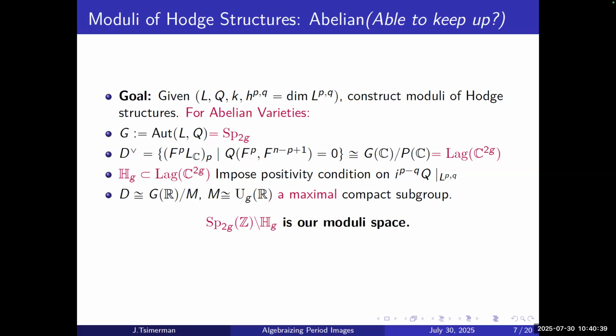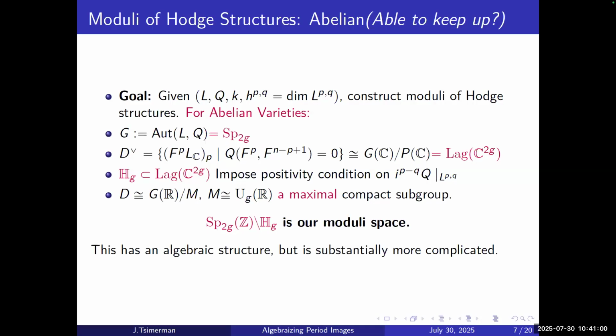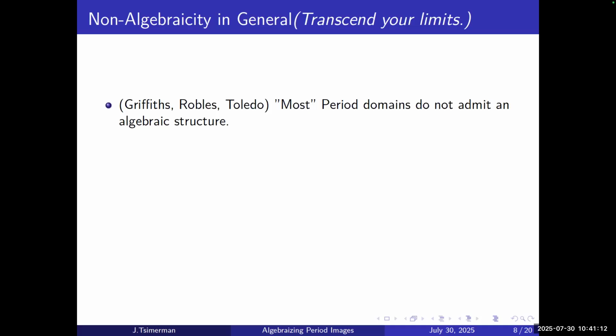So instead of looking at lines in two-dimensional space, you're looking at Lagrangians inside C^2g, equipped with some symplectic pairing. And then if you cut out the positivity condition, you get the Siegel symmetric space, which is a generalization of the usual upper half plane. And this quotient gives you the moduli space of principally polarized abelian varieties. This has an algebraic structure, but it's substantially more complicated. Not rational. Usually it eventually becomes general type. So there's nothing super simple one can say about it.